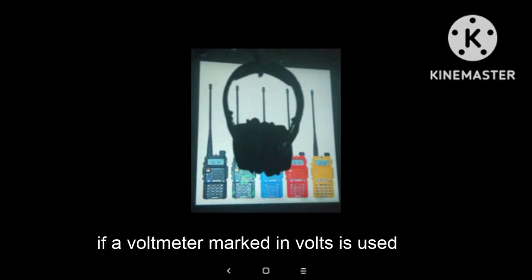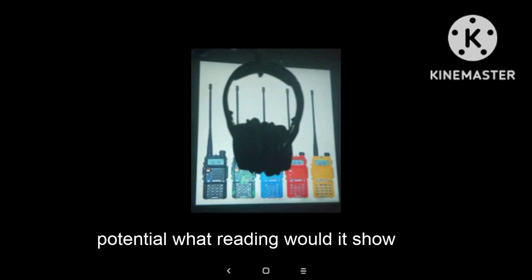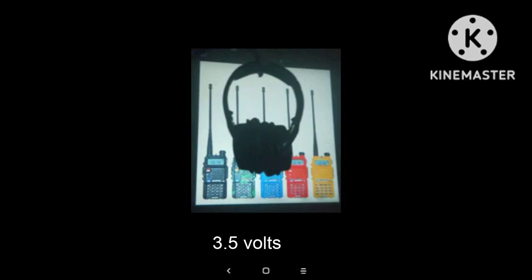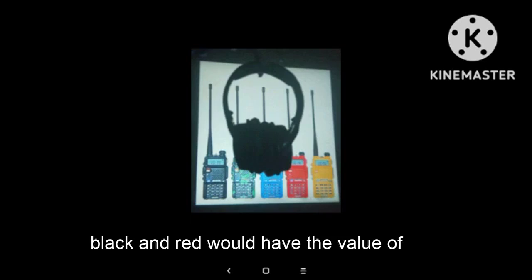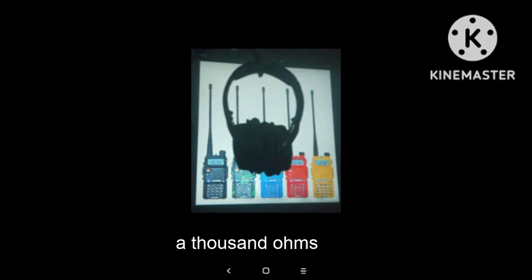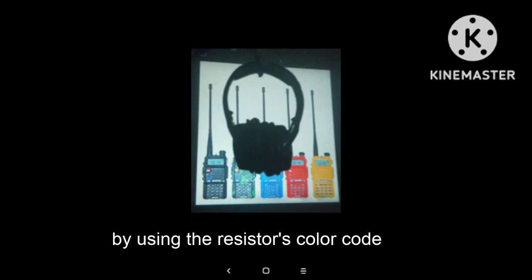17. If a voltmeter marked in volts is used to measure a 3,500 millivolt potential, what reading would it show? 3.5 volts. 18. A resistor with a color code brown, black, and red would have the value of 1,000 ohms. 19. How do you find a resistor's value? By using the resistor's color code.